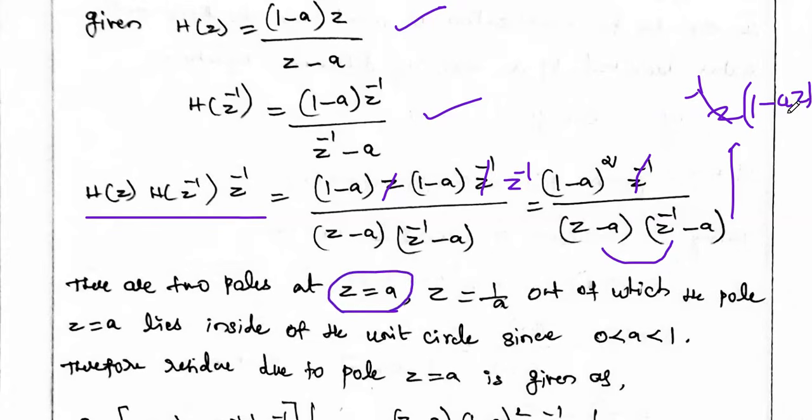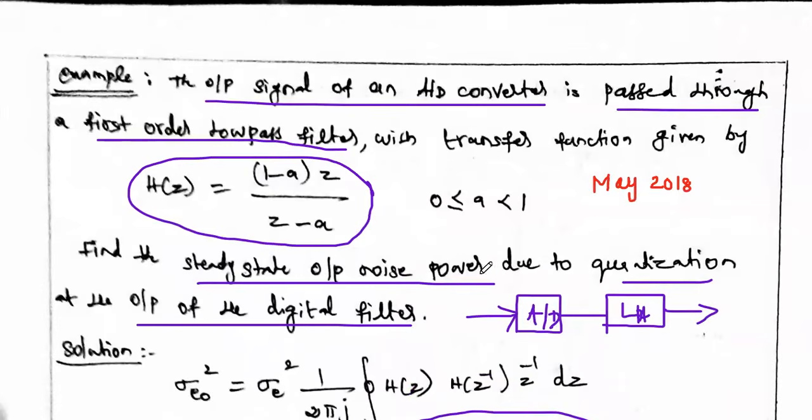For the second term 1 minus a z, what is the pole? That pole value is z equal to 1 divided by a. Out of these two poles, we have to calculate which pole is located inside the unit circle. Here the first pole value is a, the second pole value is 1 by a. In our problem, the a value is mentioned to be in between 0 and 1.